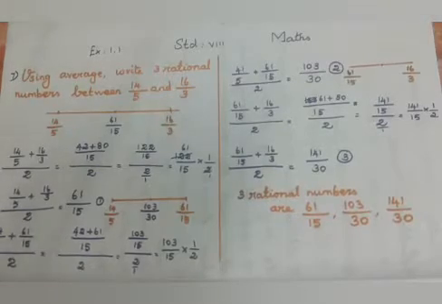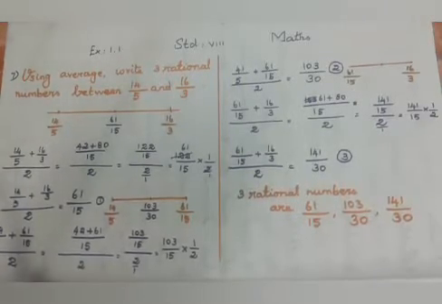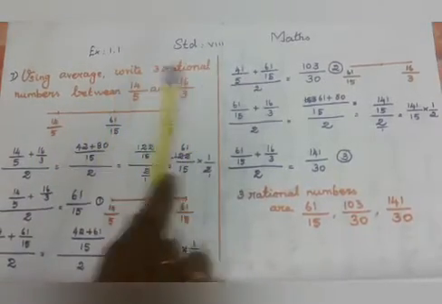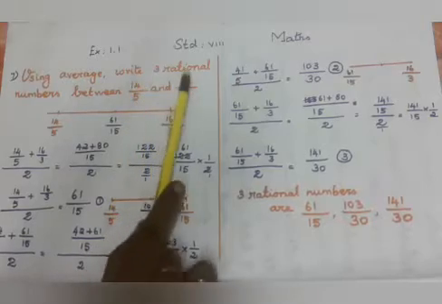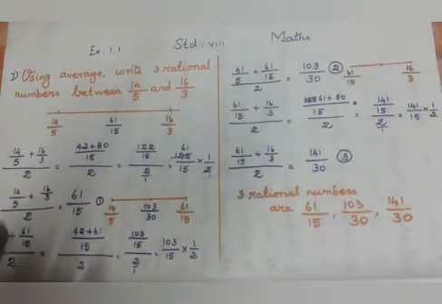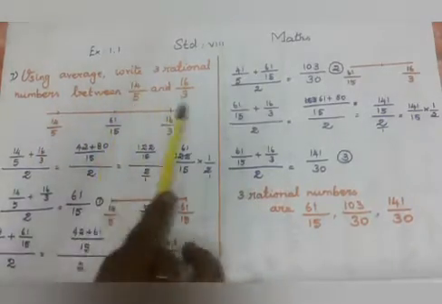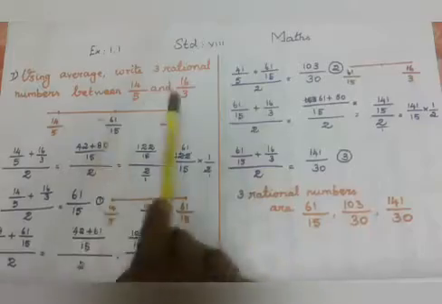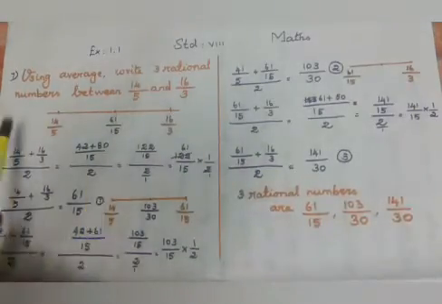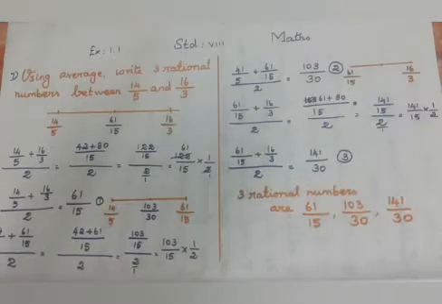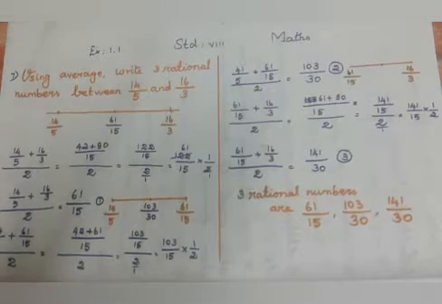Okay. First sum, in exercise 1.1, 7th sum. Using average, write three rational numbers between 14 by 5 and 16 by 3. If asked normally, we have to calculate the LCM and write the rational numbers in between the gap. But here it is asking using average. What is meant by average? You already learnt in the 7th standard: mean, median, mode.